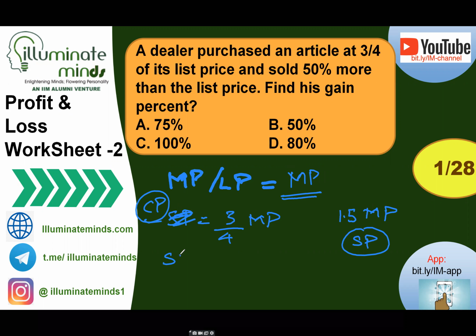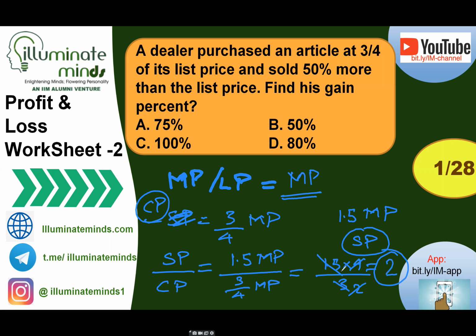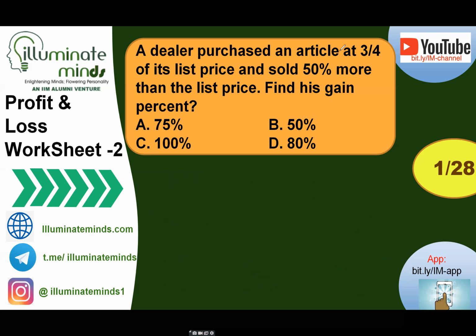So what I will do, selling price by cost price. 1.5 MP divided by 3/4 MP will give me 1.5 into 4 by 3, that is 2. That means the selling price is 2 times the cost price, so the profit percentage is 100%. I'm again doing the same thing, selling price by cost price, as I have always told you. Okay guys, let's move to the next question.